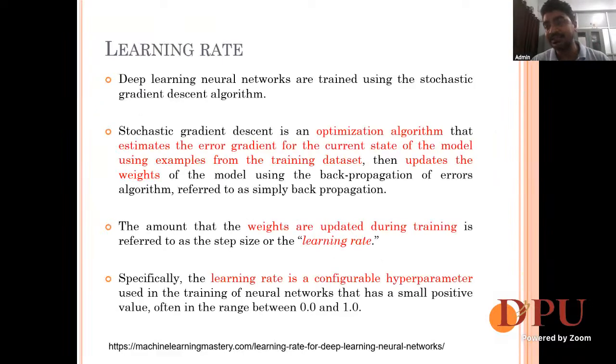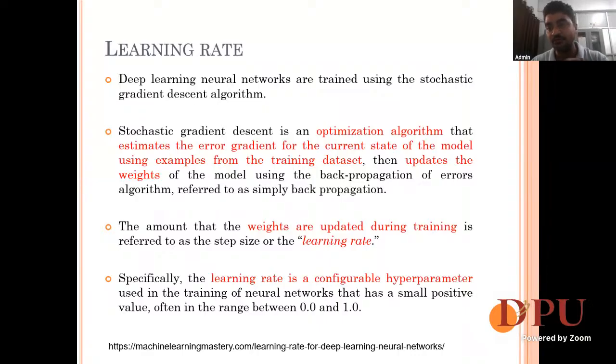And another thing is the learning rate. In many cases, you will see there is an optimization technique we use, which is called the stochastic gradient algorithm, which is estimating the error gradient for the current state and the training data. What is the error rate? For that, we use this optimization technique. And for this particular technique, we need a learning rate.